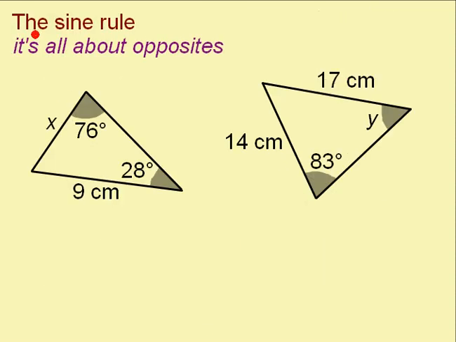The first step in using the sine rule is recognizing when you actually can use it. I've already said that you can use it in non-right-angled triangles. The thing to remember about the sine rule is that it's all about opposites. So for example, if we look at this one, the side I'm looking for is opposite this angle here which I'm given, and I'm given another opposite pair, this side and this angle, so I can use the sine rule here. Looking at this one, the angle I'm looking for is opposite this side which I'm given, and I have another opposite pair, this angle and this side, so again I can use the sine rule here.